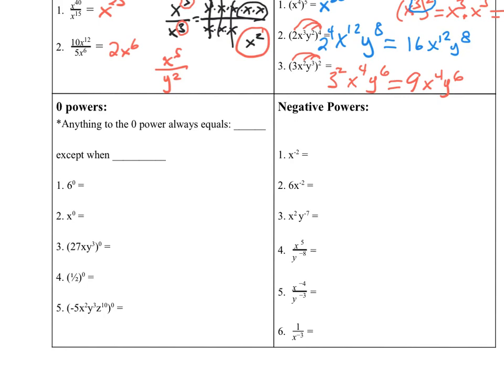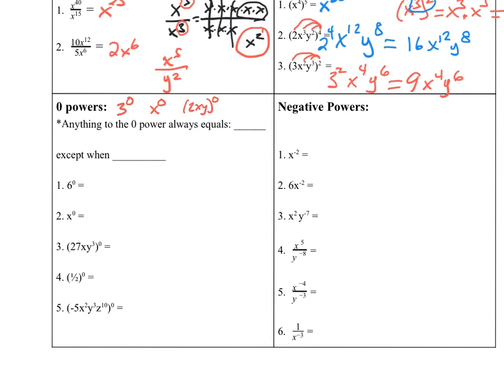Chapter 3 notes, exponents continued. So we're at the bottom of the first page of notes for Chapter 3. And today we're talking about zero powers, which are things like 3 to the 0, x to the 0, 2xy to the 0. So anything to the 0 power.